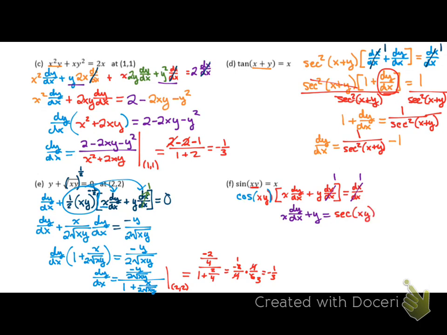That helps because now when I subtract y and divide by x, it won't be so ugly. So I'm going to subtract y. So we have x dy/dx equal to secant xy minus y, and then divide by x. So this stuff goes away. And that's the answer.